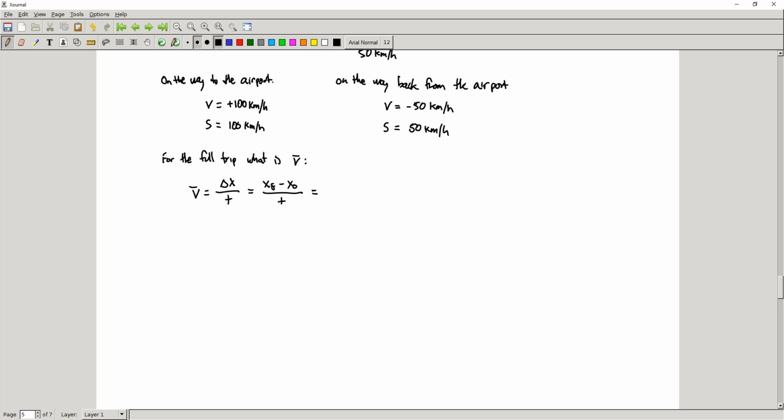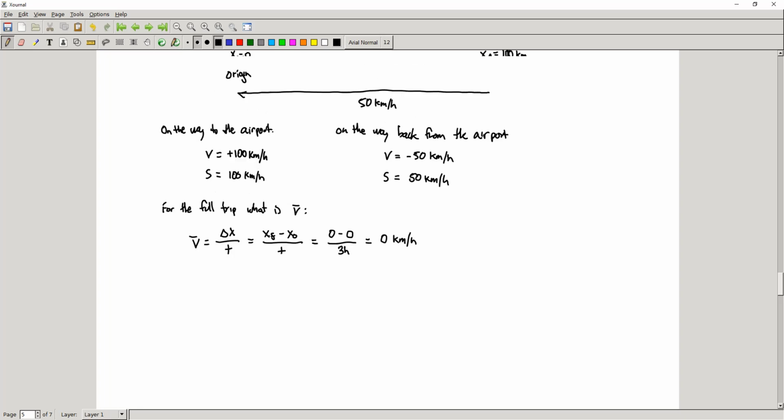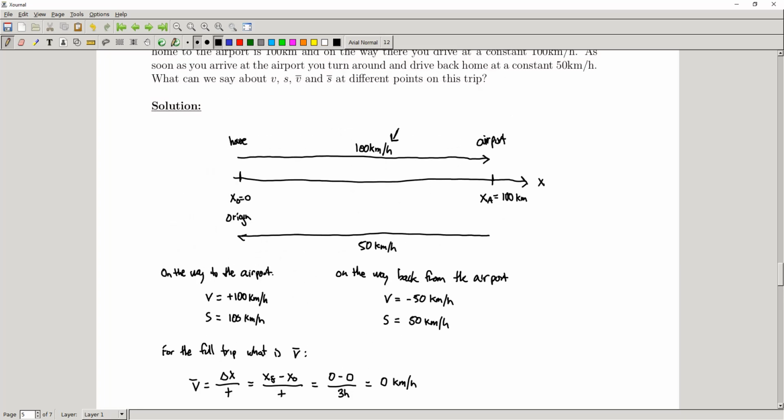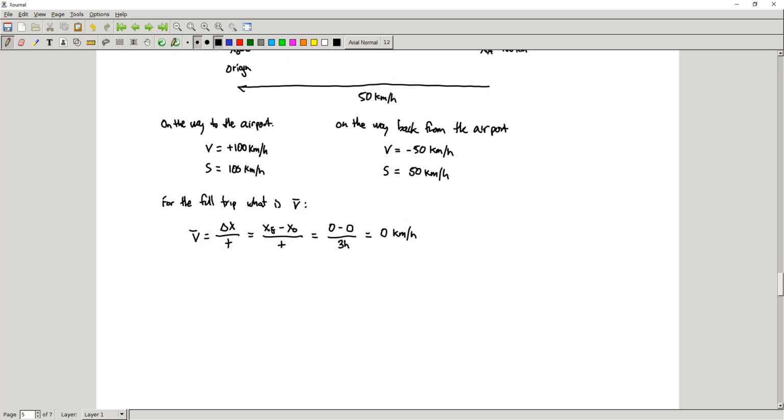Well, what's our final position? Our final position is just back at home, right? So that's 0. And our initial position was also 0. We can put the time in here, but we can already see this is going to end up being 0 because our numerator is going to be 0. It took us 3 hours to make the trip, but we end up with an average velocity of 0 kilometers per hour, right? And that's because we have no displacement over the full trip. So we could talk about a number of different points here, but if we're talking about the full trip, we end up right back where we started. There is no displacement, and so there is no average velocity.